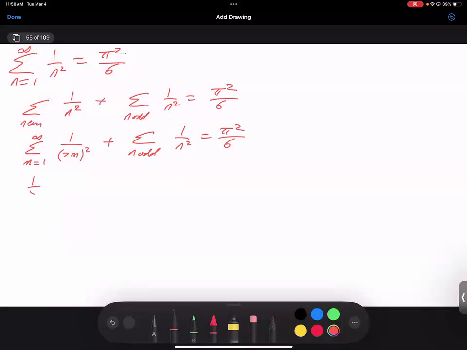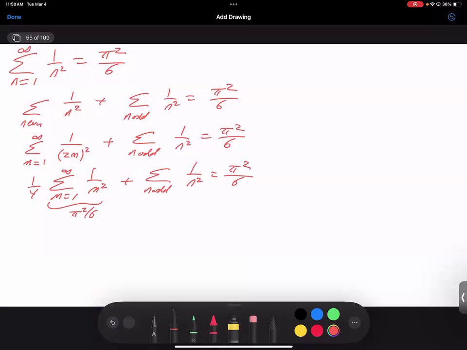Well, this is just 1/4 the sum m goes from 1 to infinity of 1 over m squared, plus the sum over n odd of 1 over n squared is pi squared over 6. But this is just pi squared over 6. So we get that the sum over the odds of 1 over n squared is just... We subtract it off, so we'll get 3/4. Or if I've done the algebra correctly, I think you just get pi squared over 8.